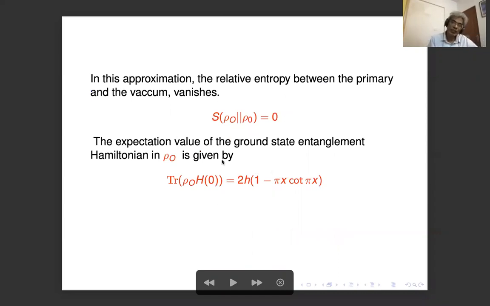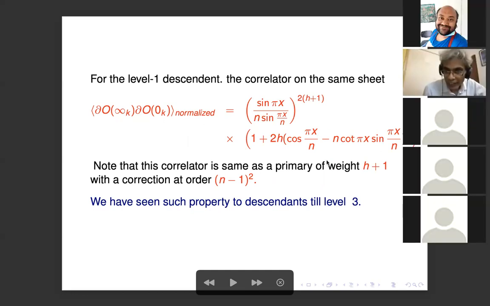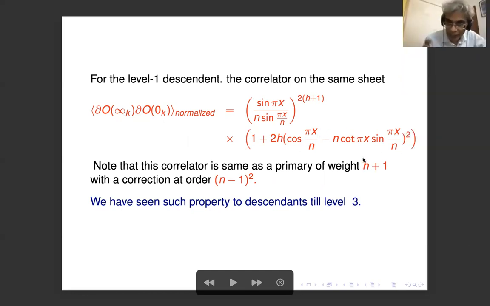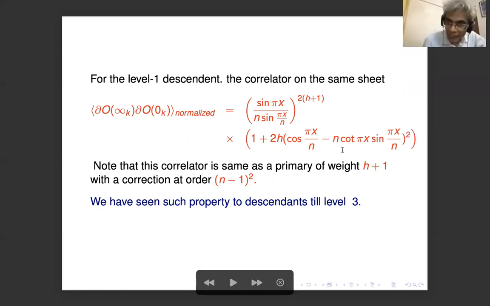In fact, there are some properties. I think we can evaluate the relative entropy, the relative Hamiltonian, with this approximation. Here is this thing. When you evaluate it for the descendant, you get this correction, just the short distance. So this is a contraction, a two-point function in the same wedge. So you get this correction.